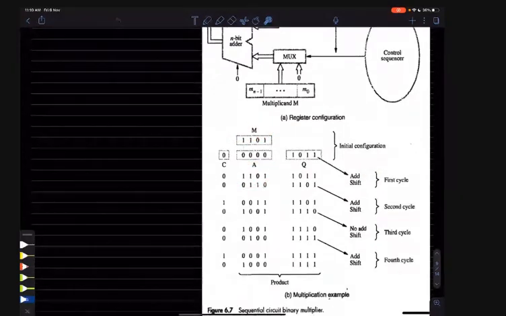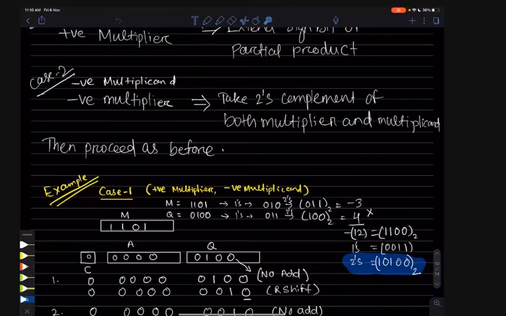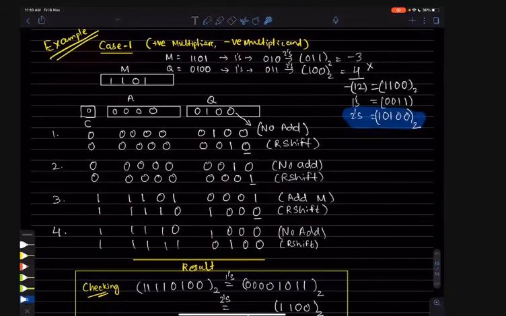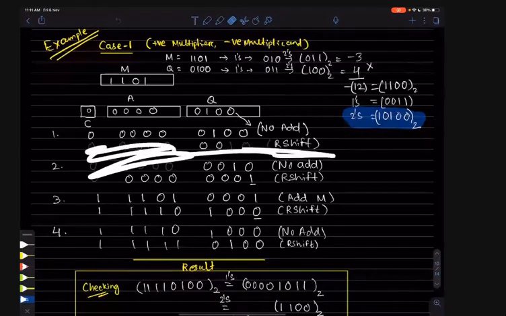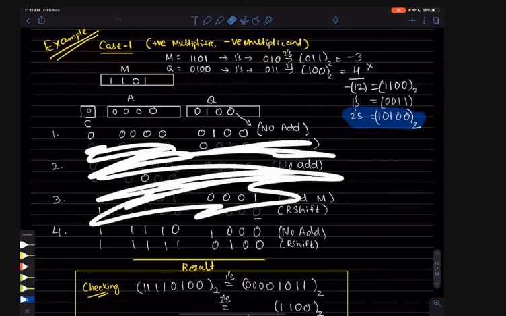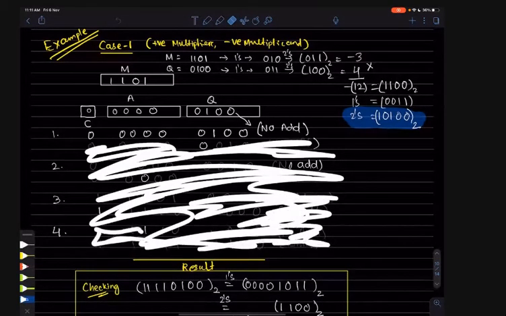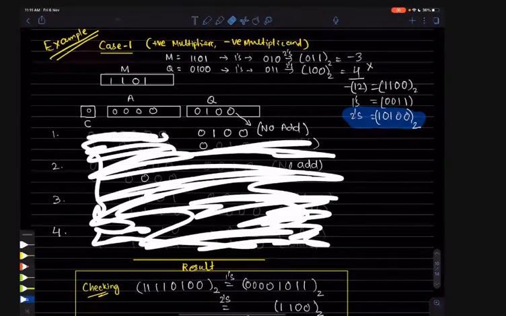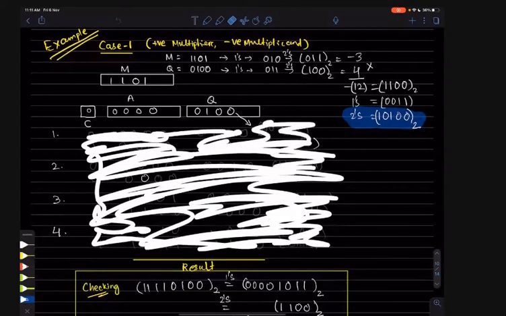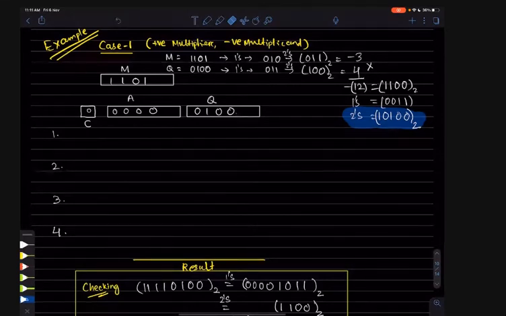So let's start with the example. Simple. If you want, you can take your notebook and write along with me. I am going to erase all these things. If you have a copy, then better get it, because it is a very important topic, a long question. I have removed it and I will do it, and if you want, you can do it with me.